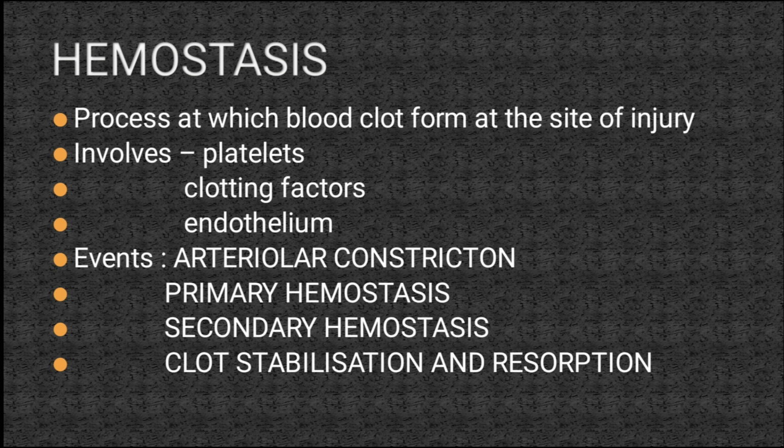The sequence of events that occur in the process of hemostasis are arterial constriction, primary hemostasis, secondary hemostasis, clot stabilization and resorption. In arterial vasoconstriction, the blood flow to the injured area is reduced. Endothelin released from the endothelial cells is a vasoconstrictor which helps in the constriction of the artery. This is actually a neurogenic mechanism and is a transient effect.